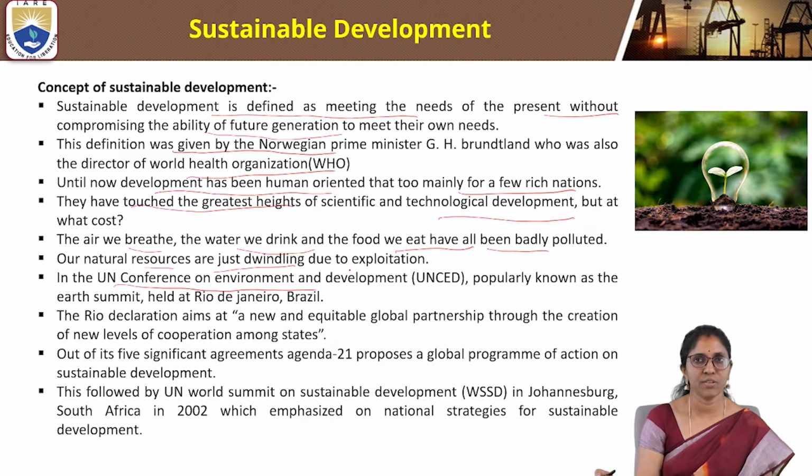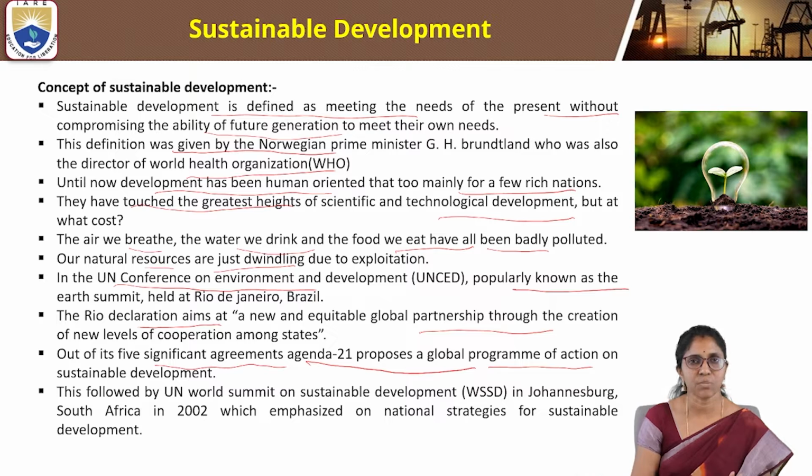The UN Conference on Environment and Development, popularly known as the Earth Summit, was held at Rio de Janeiro, Brazil. The Rio Declaration aims at a new and equitable global partnership through the creation of new levels of cooperation among states. Of its five significant agreements, Agenda 21 proposes the global program of action on sustainable development. This was followed by the UN World Summit on Sustainable Development in Johannesburg, South Africa in 2002, which emphasized national strategies for sustainable development.